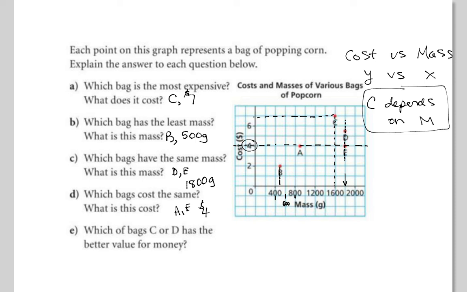Better value would mean you get a better bang for your buck. So you get the most stuff for the least cost. E, very nice. It takes a while to think it out like that, right?